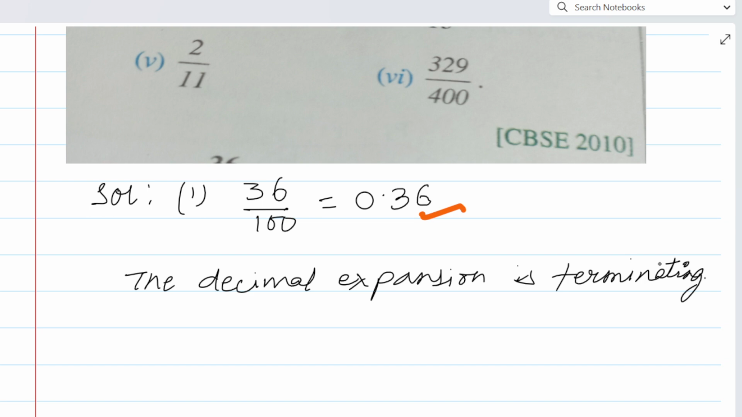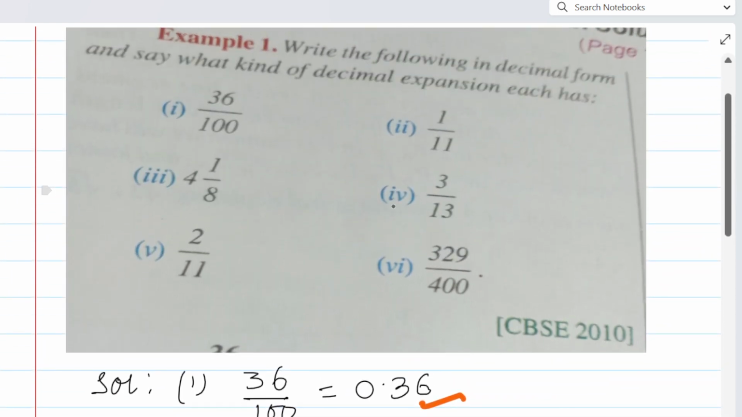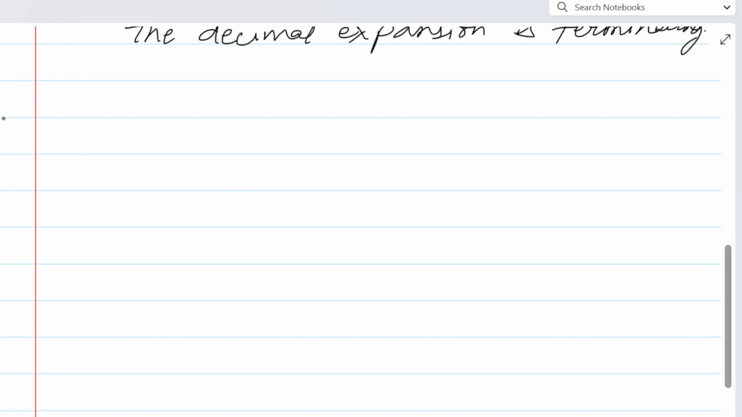I don't think you'll have any question on this. This is very simple, because your question was to write the following in decimal form. I have written it in decimal form, the point should be coming. And say what kind of decimal expansion each has. So once I divide 36 by 100, I'm getting 0.36, and I also have to say what kind of decimal expansion this one is. So this is terminating. So question number 1 is finished. Let's go to question number 2. Question number 2 is 1 by 11.